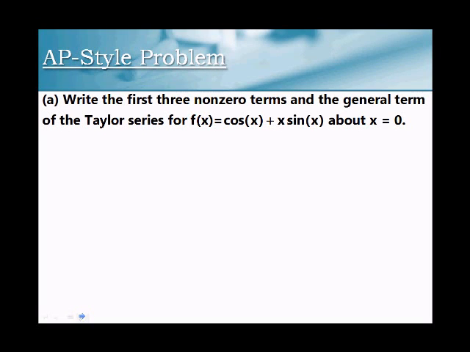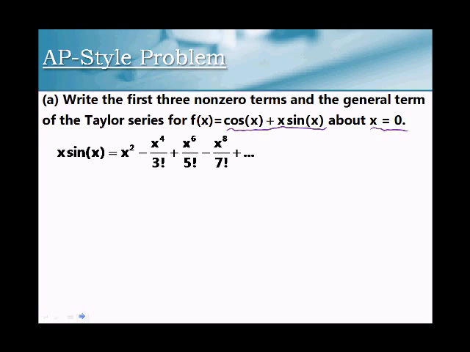Okay, so our AP style problem is going to start out by saying write the first three non-zero terms and the general term of the Taylor series for f of x equals cosine of x plus x times the sine of x centered about x equals 0. So this is a Maclaurin series. Since we're centered at x equals 0, I haven't really done much that's centered around other numbers. We'll save that for another day.